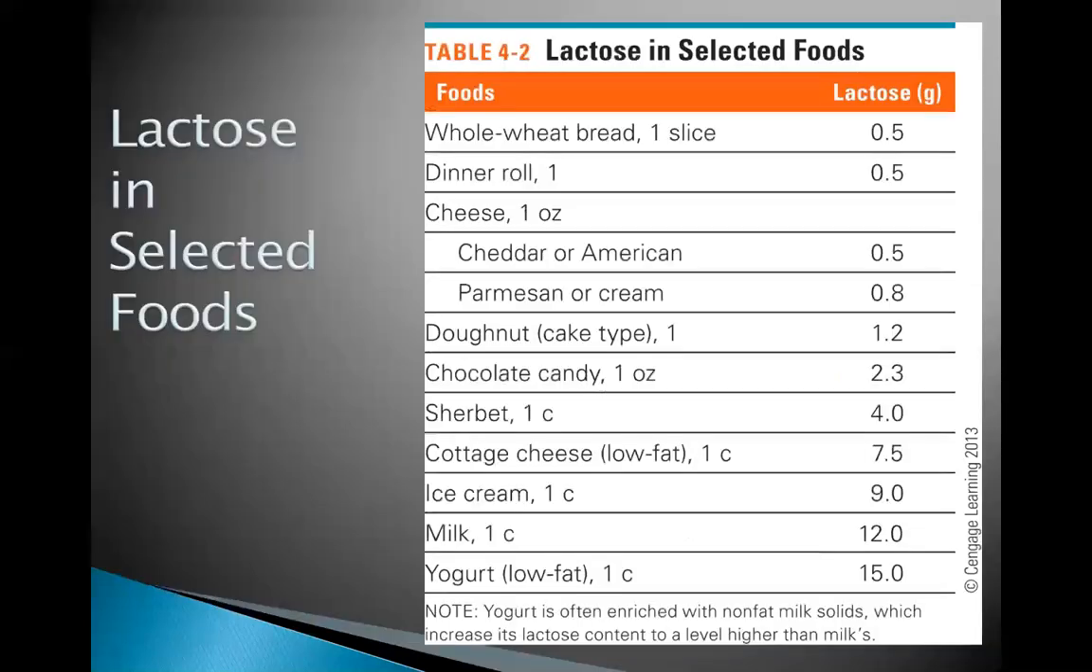Lactose content in selected foods. So you can see it's actually pretty high in yogurt, but some of the bacteria can break some of that down. This is on a case-by-case basis if people can tolerate it or not. From clients I have worked with, I have heard that many people with lactose intolerance are able to tolerate sometimes yogurt and sometimes cheeses in small quantities.